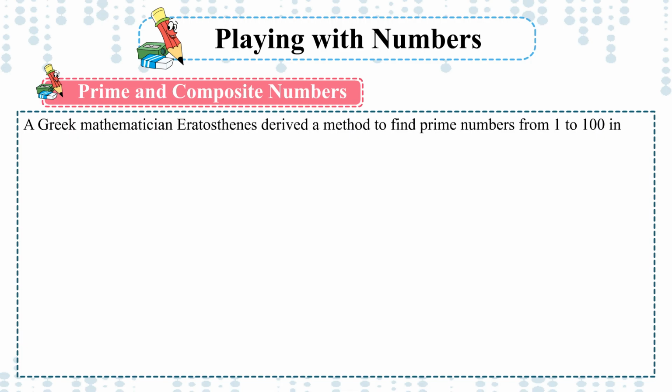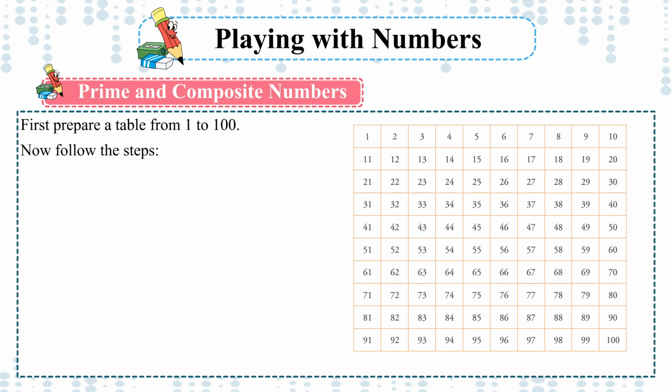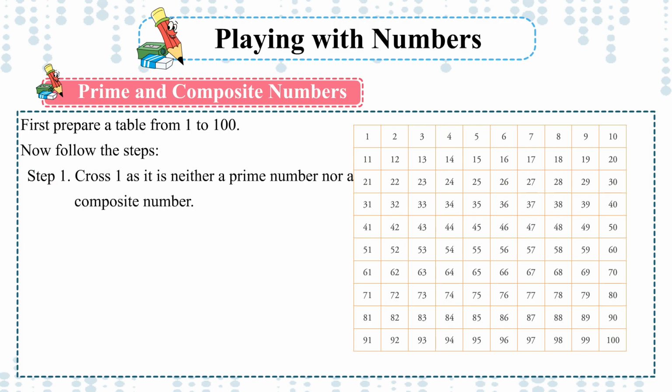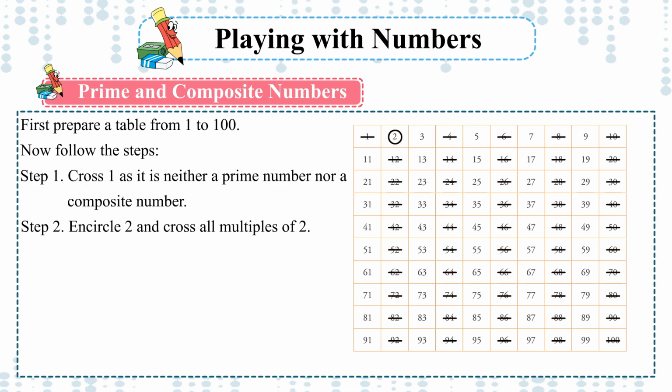A Greek mathematician Eratosthenes derived a method to find prime numbers from 1 to 100 in the 3rd century BC. The method is explained below. First, prepare a table from 1 to 100. Now follow the steps. Step 1. Cross 1 as it is neither a prime number nor a composite number. Step 2. Encircle 2 and cross all multiples of 2.